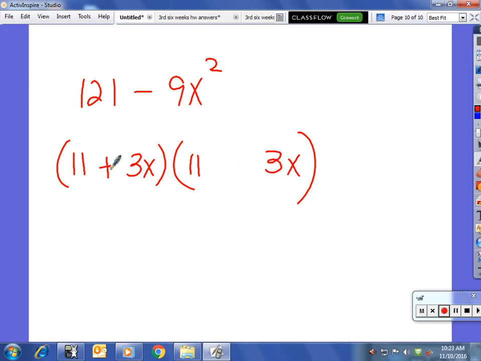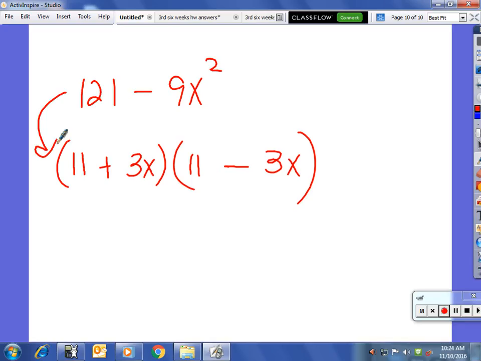One's a plus and one's a minus. You don't want to rewrite it because the x's should have the negative sign with it, not the 11s. The 3 x's, one of them should be negative and one should be positive. Both of the 11s should be positive. So you don't want to try to rewrite it. If it's written backwards, factor it backwards.